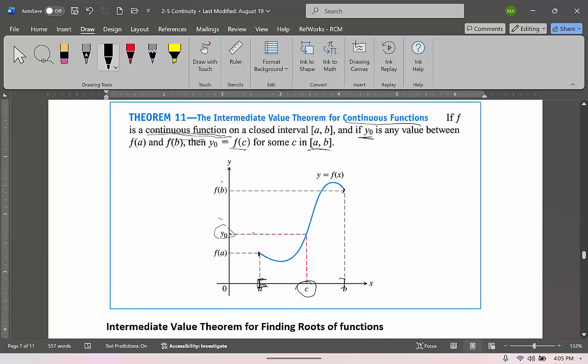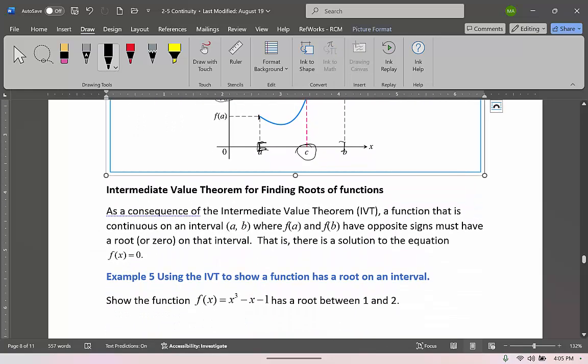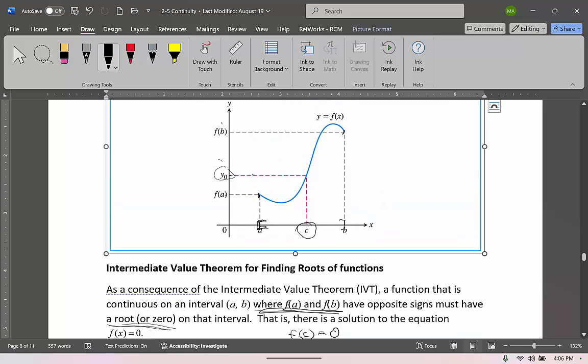Now, this intermediate value theorem, as a consequence, gives us a way to find the roots, if there are any roots, of a continuous function over an interval. Because if f of a and f of b have opposite signs, like one is negative and one is positive, then there must be a 0 somewhere on that interval. So there must be some place on that interval where f of c is equal to 0.